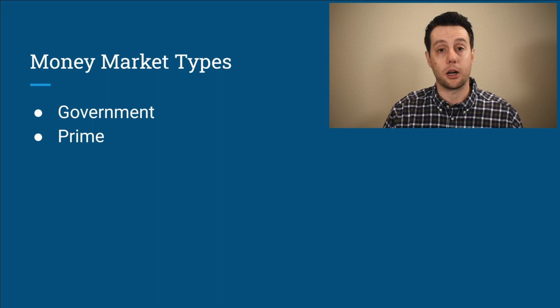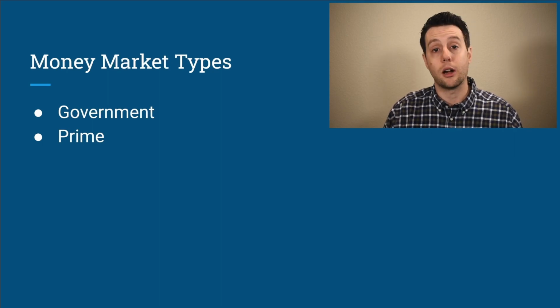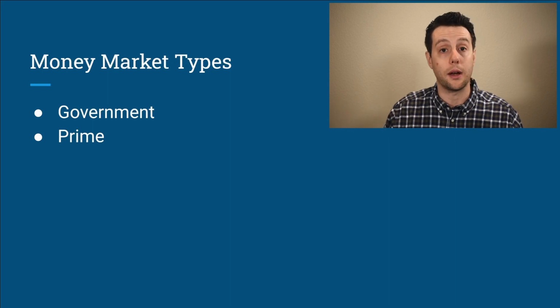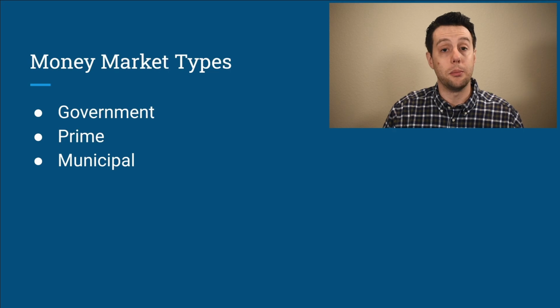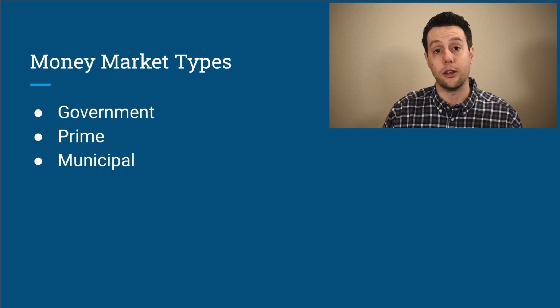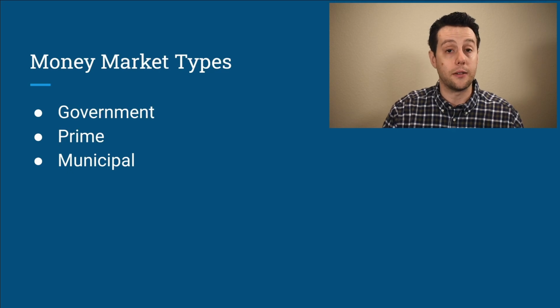Next are prime money market funds, they often hold a lot of government securities, but they also hold some corporate securities or commercial paper. And finally is municipal money market funds that have state and local government securities. And these are quite different since they often have federal tax exemptions. We'll talk more about taxes later.